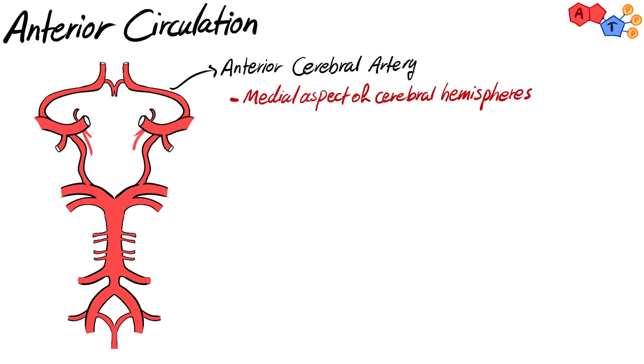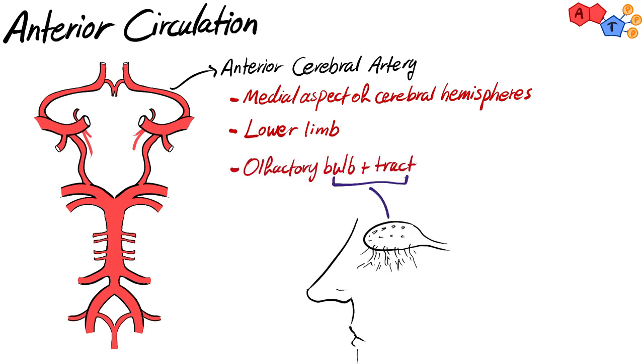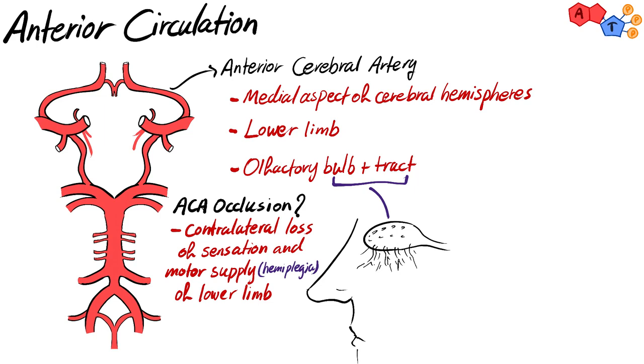Now let's discuss the anterior cerebral artery. It goes anteriorly and supplies the medial aspect of each hemisphere. The medial aspect of the cerebral hemisphere is responsible for lower extremities. Anterior cerebral artery also supplies area of the brain responsible of olfactory bulb and tract. So can you expect the complications if anterior cerebral artery is occluded? You're right. The patient will have contralateral loss of sensation as well as motor supply of the lower limbs. And also the patient will have anosmia, which is loss of smell sensation.